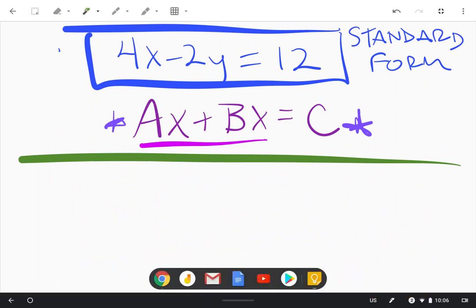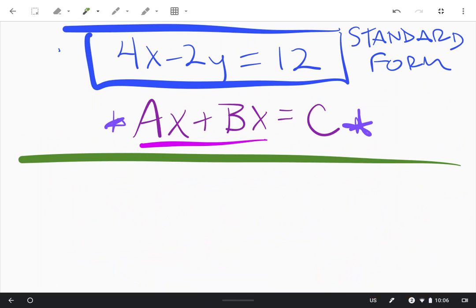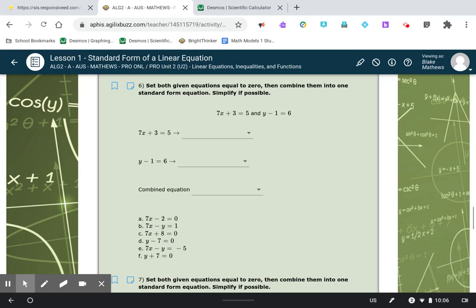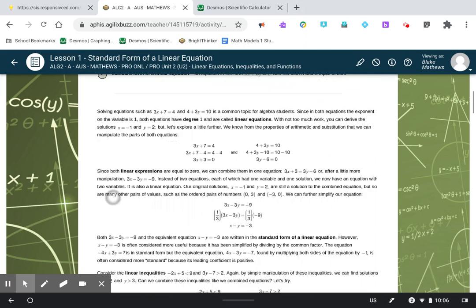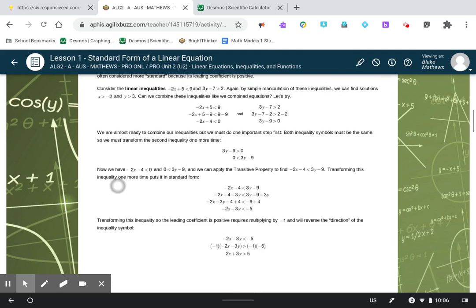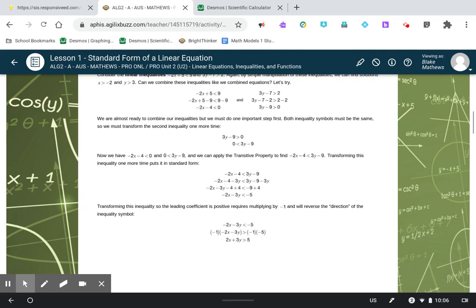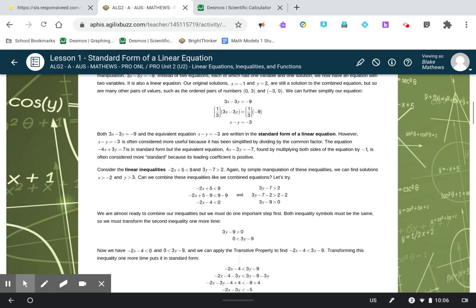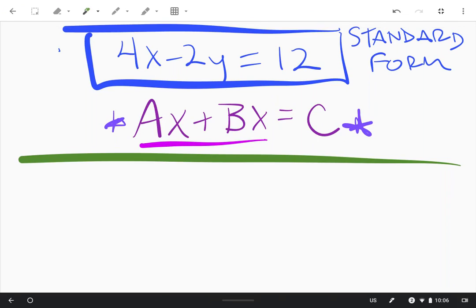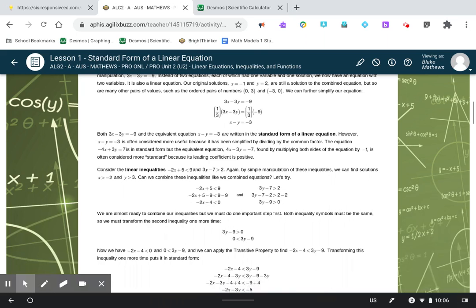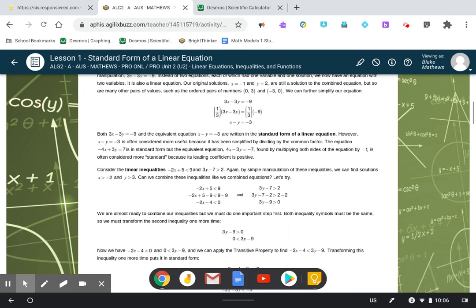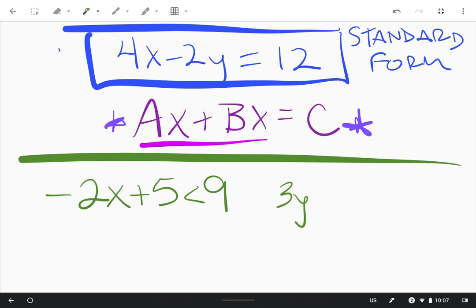Just hop over here. Not much different. So let's say I had the following. I'm going to use their example. We're going to use these examples right here. Negative 2x plus 5 is less than 9. And 3y minus 7 is greater than 2.